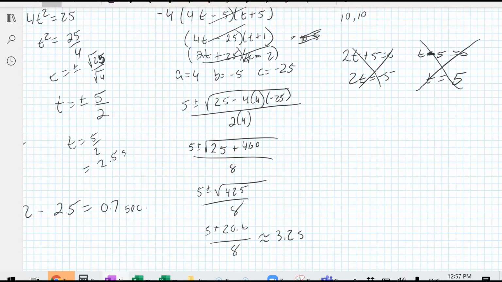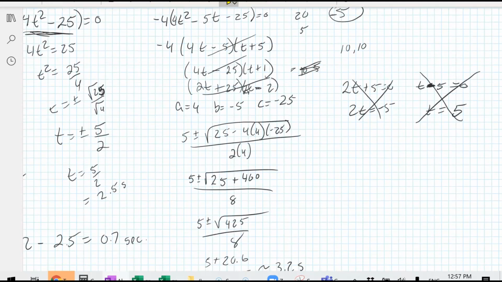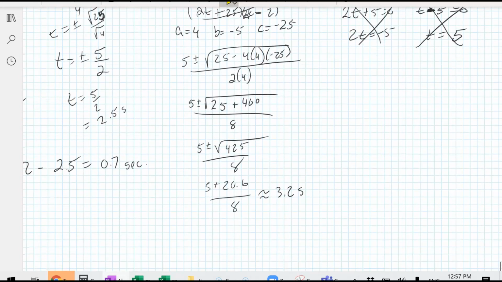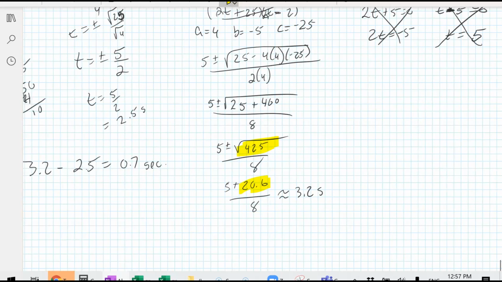You only need to worry about these numbers as your A, B's, and C's. You don't need to go back to the bigger numbers, which is pretty cool. So you end up with 3.2 seconds. Simplify here, you get radical 425. At this point, you can just use your calculator. You're going to get about 20.6. Add it to 5, set equals, push equals, divide it by 8. Then you get approximately 3.2 seconds.